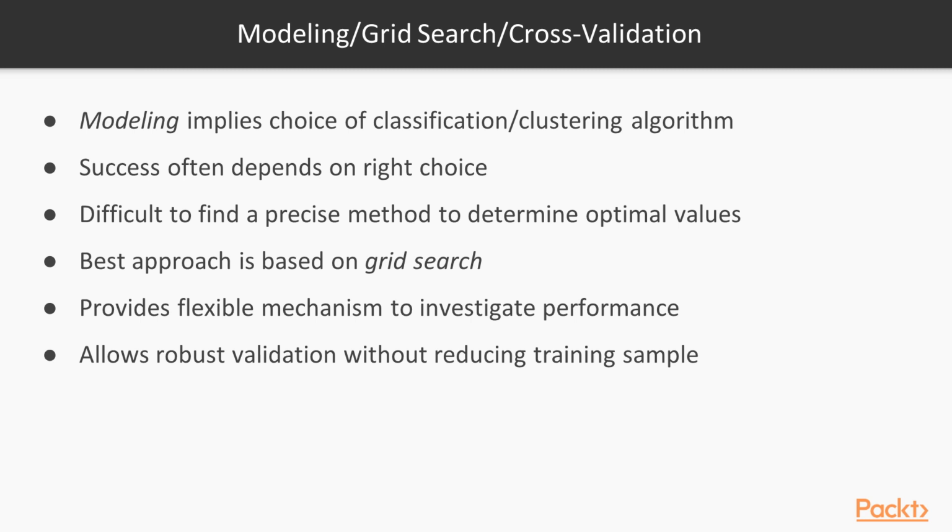However, the success of a machine learning technique often depends on the right choice of each parameter involved in the model as well. As already discussed, when talking about data augmentation, it's very difficult to find a precise method to determine the optimal values to assign, and the best approach is always based on a grid search. Scikit-learn provides a very flexible mechanism to investigate the performance of a model with different parameter combinations, together with cross-validation, that allows a robust validation without reducing the number of training samples. And this is indeed a more reasonable approach, even for expert engineers.